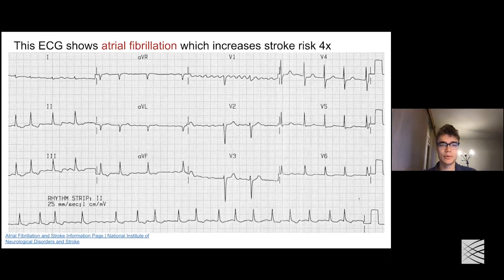And here's an example of one ECG that shows atrial fibrillation, which is just one of the many diseases that could be diagnosed using an ECG. And this one in particular, atrial fibrillation, increases your stroke risk by 4 times if untreated.